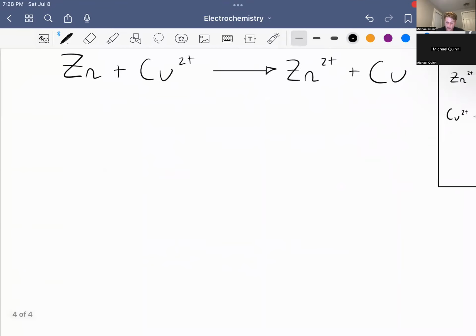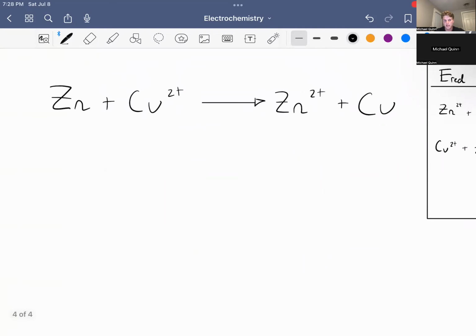Well, the first thing that we should do is decide the oxidation states of each species to decide which thing gets oxidized and which thing gets reduced. So zinc starts with an oxidation state of 0. On the right side of this reaction, it goes to +2. Copper 2 plus starts with an oxidation state of 2 plus, and it ends with an oxidation state of 0.